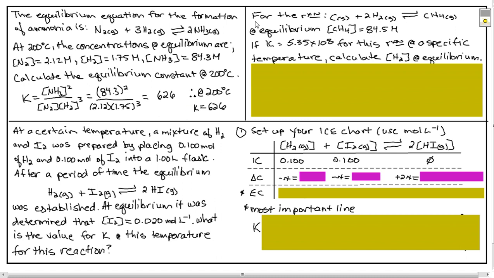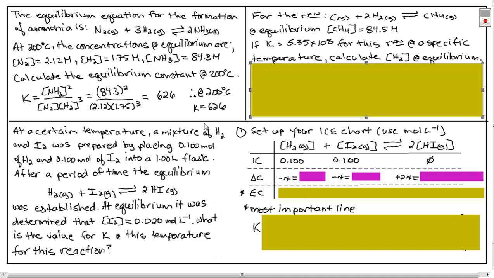Now, for the next question, right here, we have a different reaction. For the reaction of carbon, say in coal, and hydrogen gas being mixed, we can make methane, natural gas. At equilibrium, we have a concentration of methane at 84.5 moles per liter, or molar. If we know our K value, which is 5.35 times 10 to the 8th, for this reaction at a specific temperature, we want to calculate the concentration of hydrogen gas. So what we're doing here is taking a formula like this and rearranging it, and that's all we're doing here.